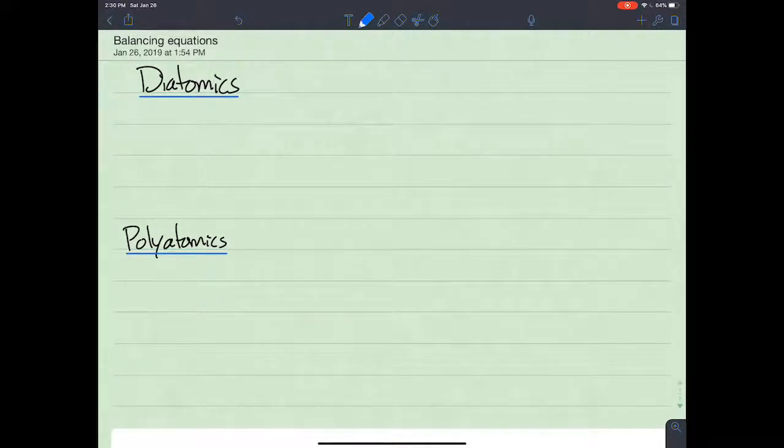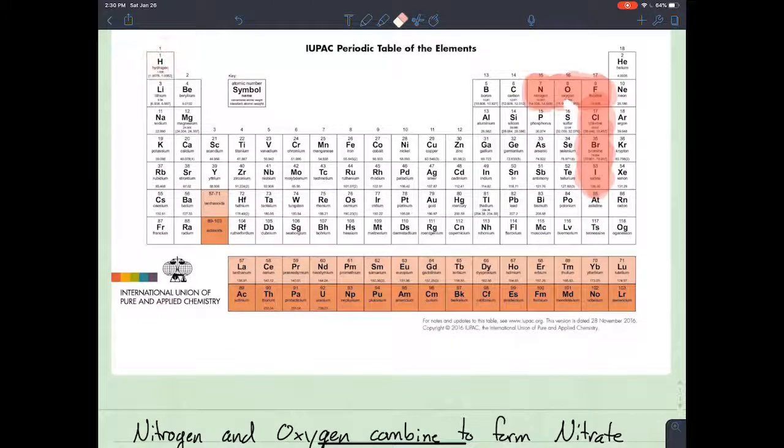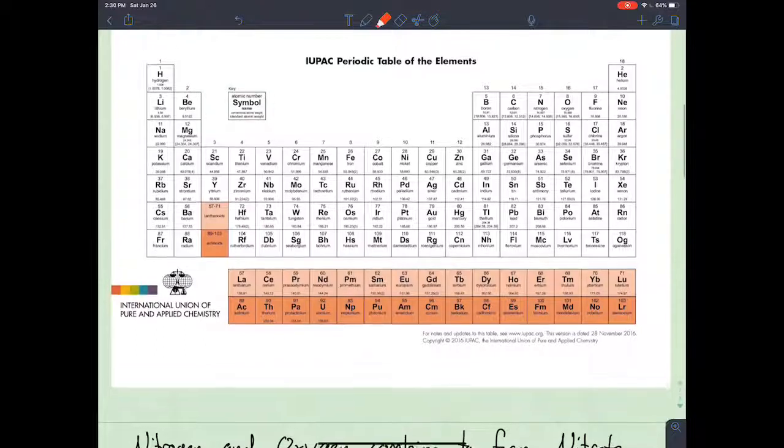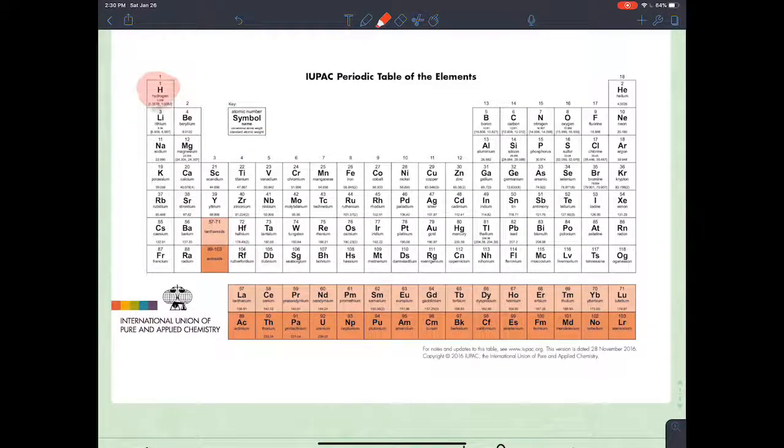So if we look at our periodic table, which I didn't erase from my first shooting of this video, there are 7 diatomics. Hydrogen up here, and then the other 6 are in the shape of a 7 over on this side of the periodic table, okay? So diatomics are hydrogen, nitrogen, oxygen, fluorine, chlorine, bromine, and iodine.